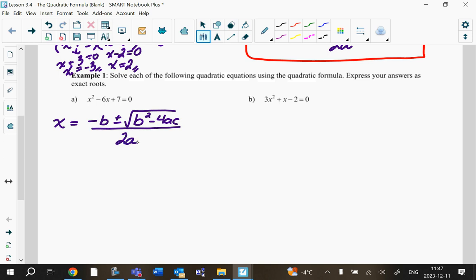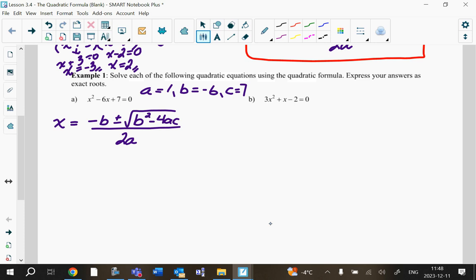In this example, is everything over to one side and 0 on the other? Yes. What's the value of a? 1. What's the value of b? Negative 6. What's the value of c? 7. So we just plug those in.